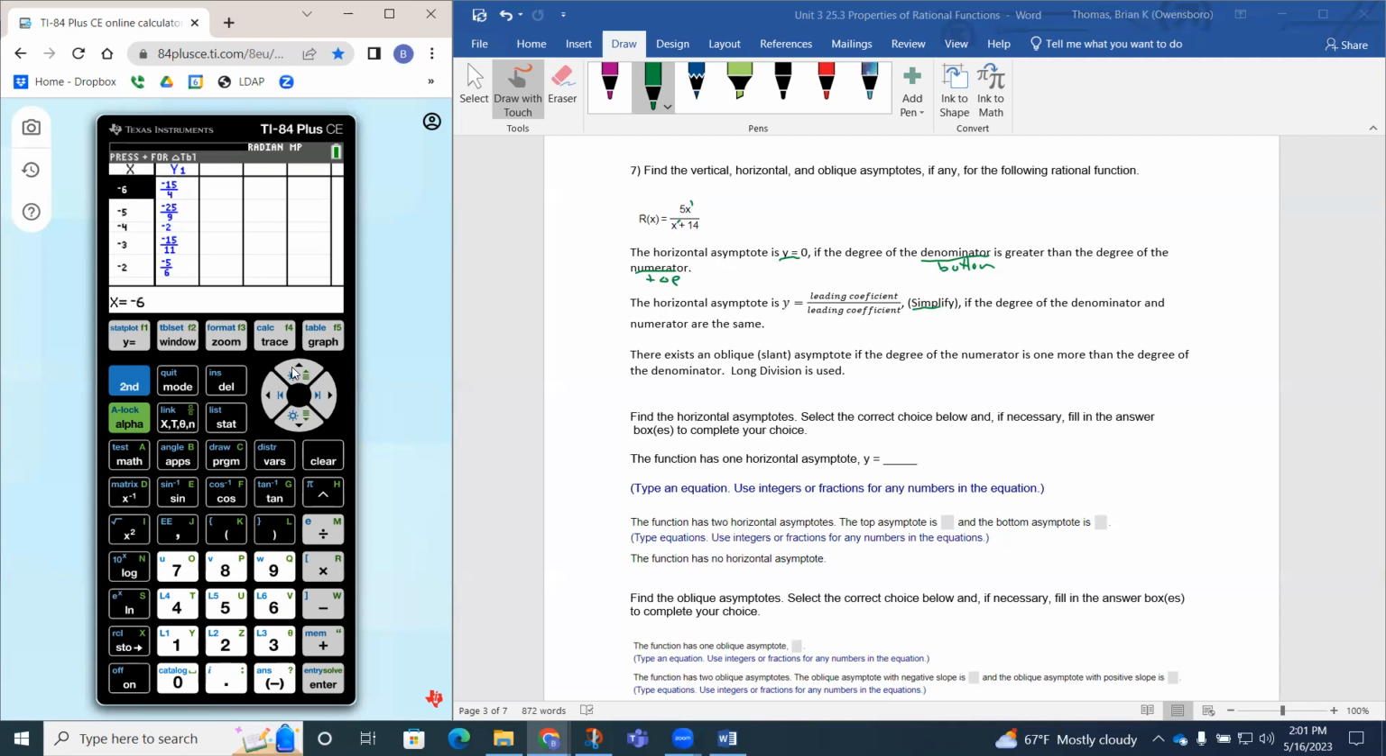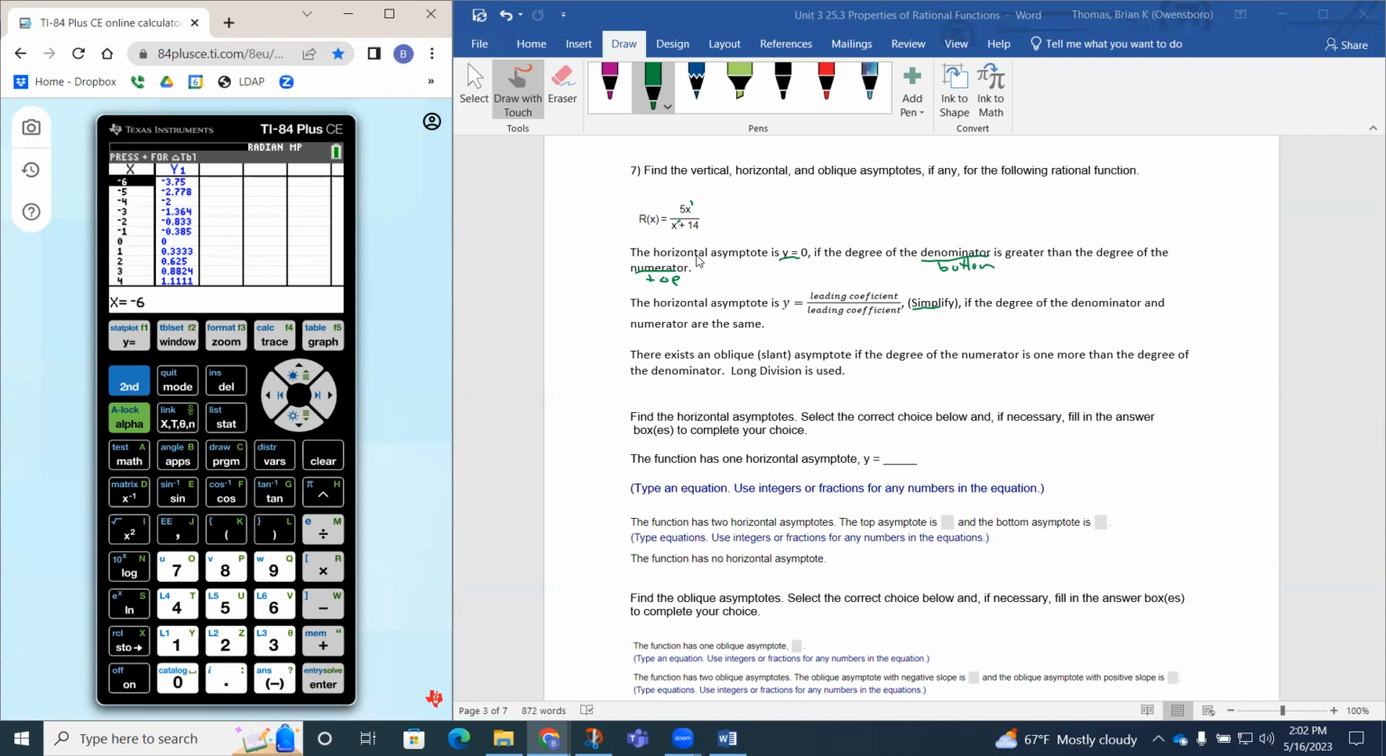I don't like these fractions. Let's change this back out to, let's just put 5x divided by, in parentheses, x plus 14. Graph it that way. So same graph. Notice now I got decimals.